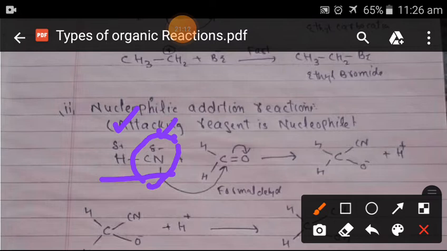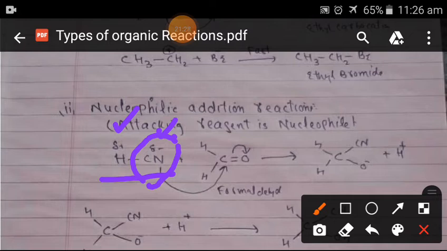So this electron rich center is created in the hydrogen cyanide molecule. As a result, cyanide will act as a nucleophile, because it is electron rich, and it will attack at that center which is electron deficient.